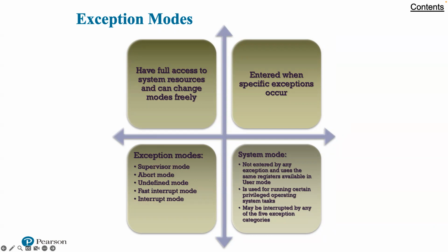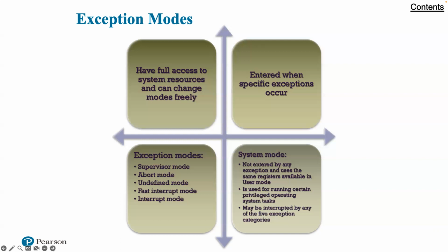The exception modes are as follows. First, there's supervisor mode, usually what the operating system runs. It is entered when the processor encounters a software interrupt instruction. Software interrupts are a standard way to invoke operating system services on ARM. So we have abort mode. It is entered in response to memory faults.